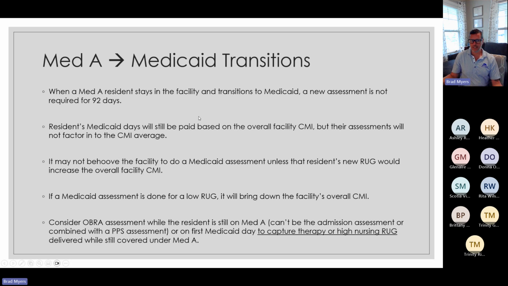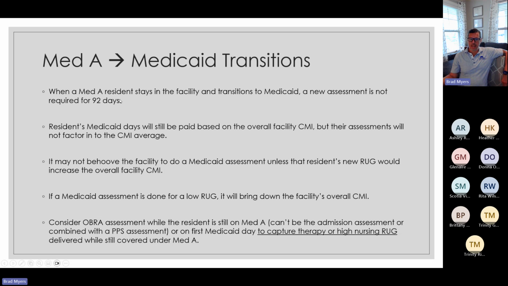A great way of capturing rehab is for these residents who are frequent flyers, or long-term residents of your facility, who go to the hospital and come back Med A. Most of the time, 99.9% of the time, Med A is going to entail therapy, where a rehab rug, the 5 visits and 150 minutes, was attained.